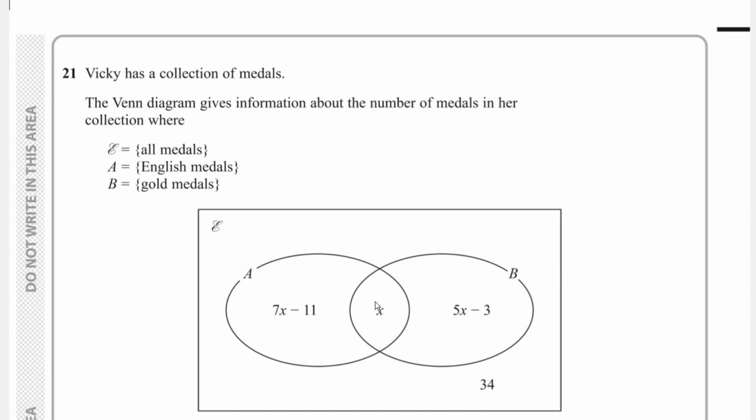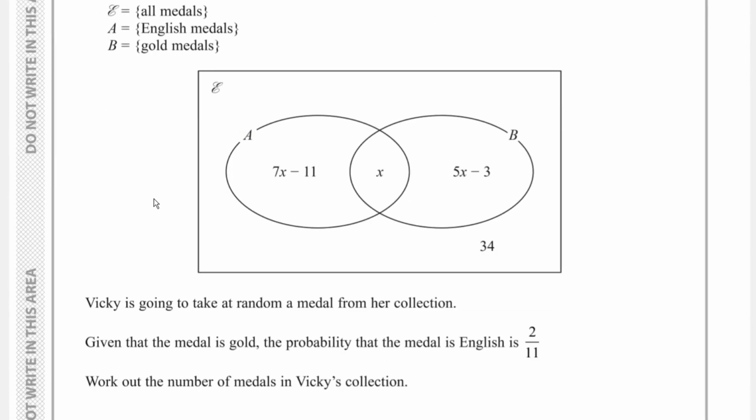Question number 21. Vicky has a collection of medals. The Venn diagram gives information about the number of medals in her collection, where we've got a set of all medals. A is the set English medals, B is the set gold medals. Vicky is going to take at random a medal from her collection. Given that the medal is gold, the probability that the medal is English is 2 over 11. We have to work out the number of medals in Vicky's collection.